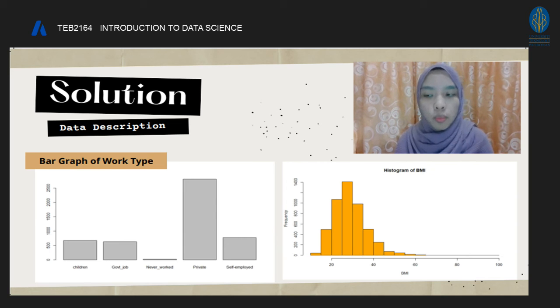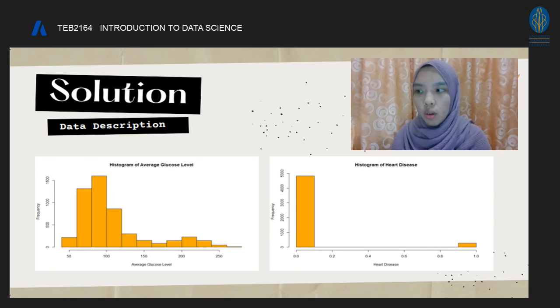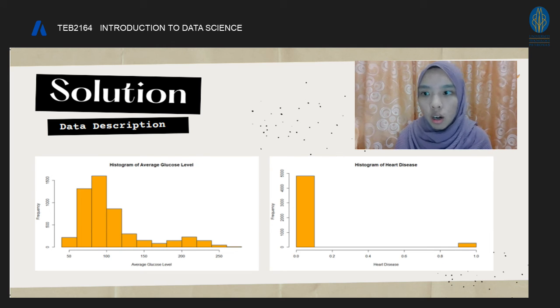And the next one is the histogram of BMI. The frequency of BMI, we can see here that the highest one is 1400, between 20 to 40 of the BMI. The next one is the histogram of average glucose level. We can see that the highest one is between 50 to 100 and the frequency is more than 1500. And the next histogram is of heart disease. We can see that the highest is between 0.0 to 0.1 and is more than 4000.